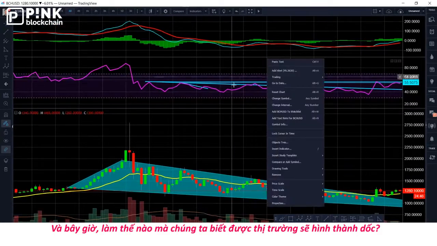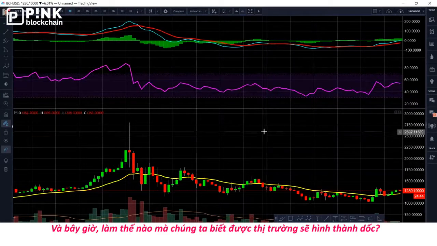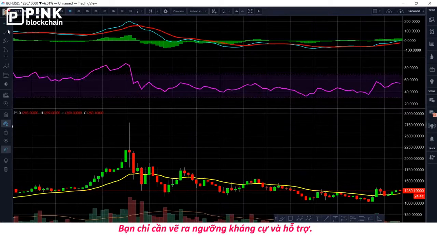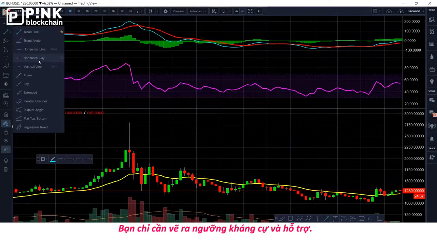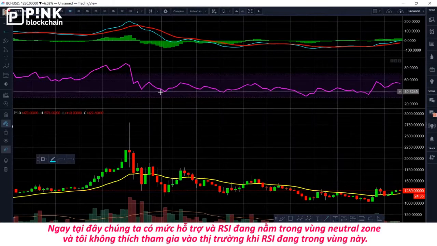And now if we actually clear all of this, how did we know that it was going to keep sloping, guys? How did we know? Let's just draw some more resistance and support lines, right? What we do see is a slight support here.